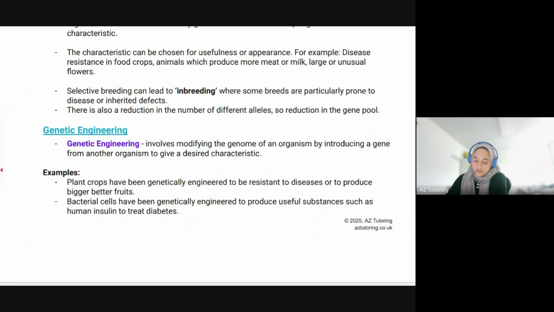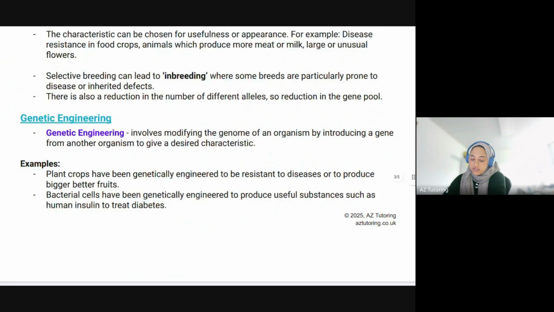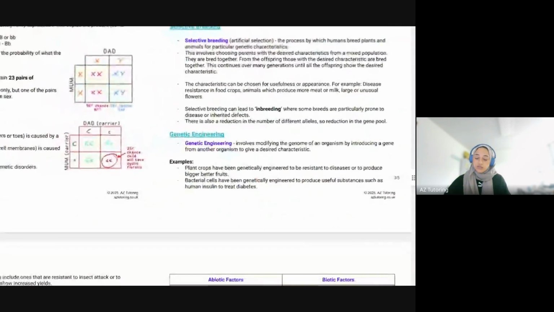So looking at that first example, plant crops have been genetically engineered to be resistant to diseases or to produce bigger, better fruits, or you just want all of them to look the same. So if you look at fruits that are just grown without being genetically modified, all of them tend to look different. But in supermarkets, everything tends to look the same. It's because they're genetically engineered to be like that.